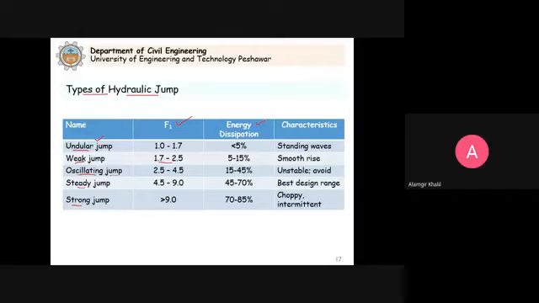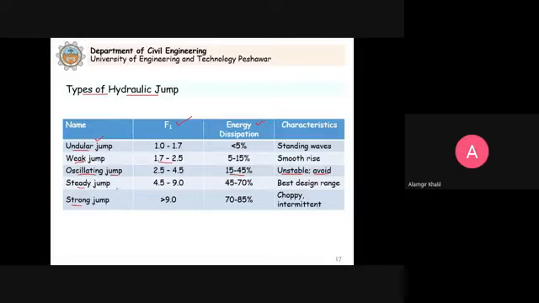Similarly, we have the oscillating jump. 15 to 45% of the energy is dissipated, but this is unstable. We have to avoid this type of jump. The reason is that in the oscillating jump, the main stream of water flowing through the jump oscillates between the bed and the surface of water. So these generate waves that can be damaging for great distances downstream.